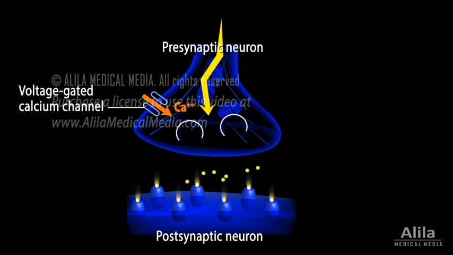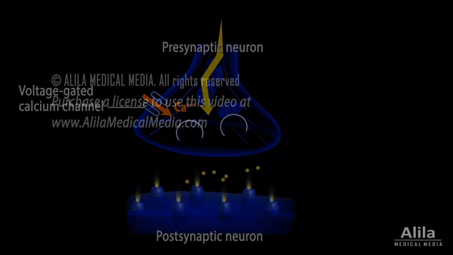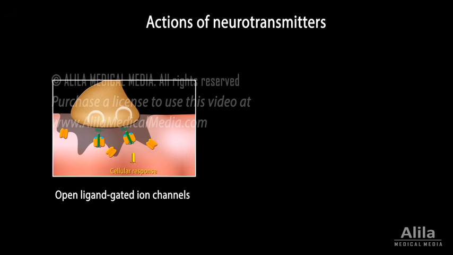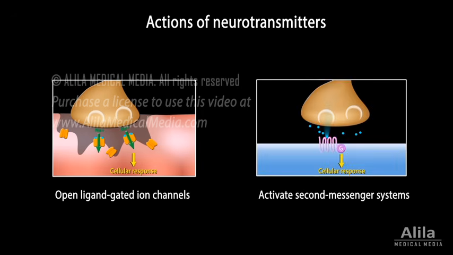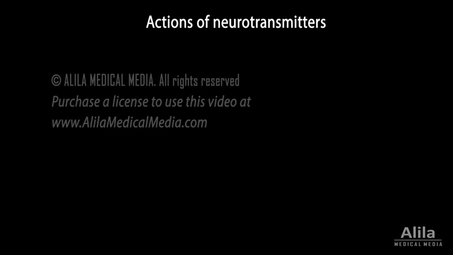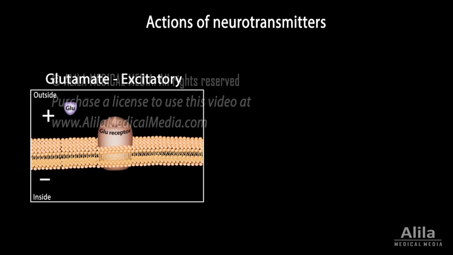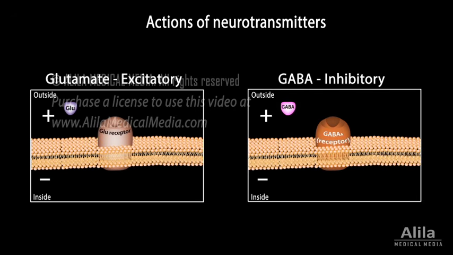Upon binding to their receptors on the postsynaptic cell, some neurotransmitters open ligand-gated ion channels, causing direct changes to the membrane potential of the receiving cell, while others act through second messenger systems to exert their effect. Some neurotransmitters are excitatory, others are inhibitory, and for some, the effect can be either excitatory or inhibitory, depending on the receptor they bind to.